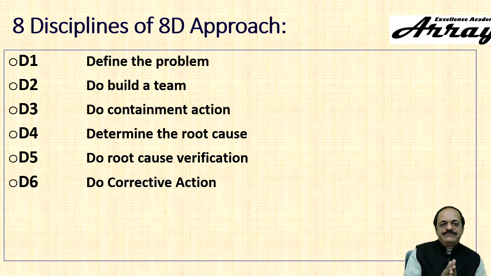Do corrective action. Once the root cause is identified, we can take actions to eliminate the root cause so that the problem does not reoccur at all. This is actually the corrective action. As you take the corrective action, you should not implement straight away. You should do proto-piloting. Implement on 1 number, success. Implement on 5 numbers, success. Implement on 30 numbers, success. Then only do the ramp up to full scale.